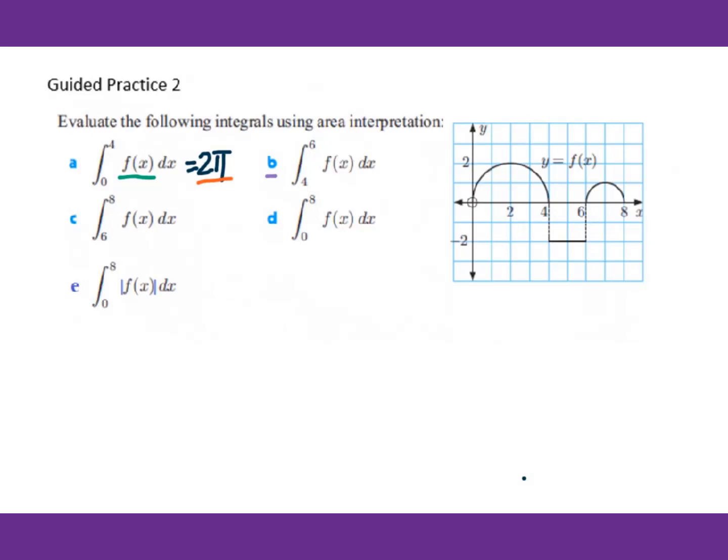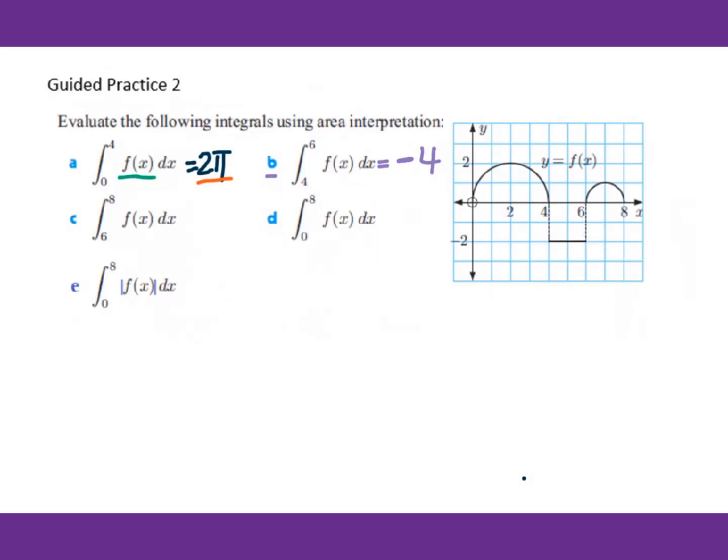Now let's go to B. Definite integral of f of x from 4 to 6. That means this area. Since this is below the x-axis, your value will be negative. The area for this square is 2 times 2 equals 4. Therefore, this definite integral will be negative 4.